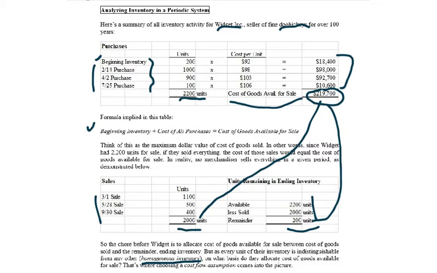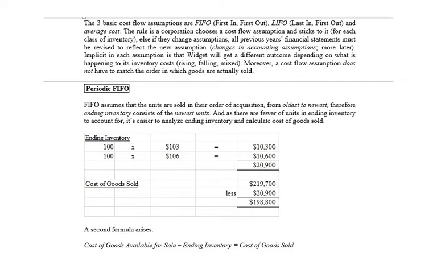They're just homogeneous. As a consequence of that, this is why we have to choose a cost flow assumption. Now, what we mean by cost flow assumption is, and we'll switch to the next slide here, how we assume goods are being sold out of the business.